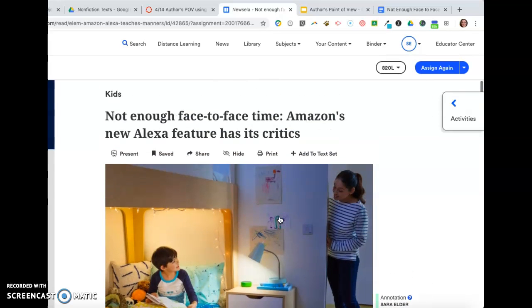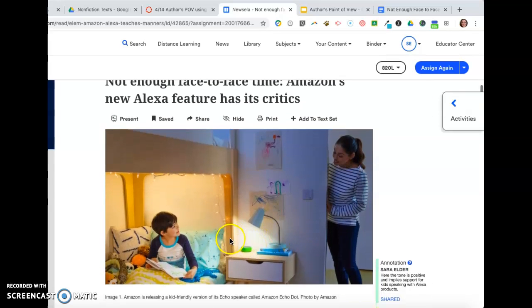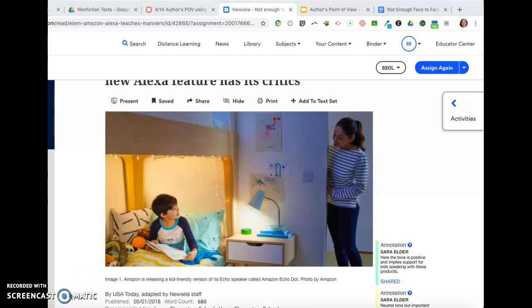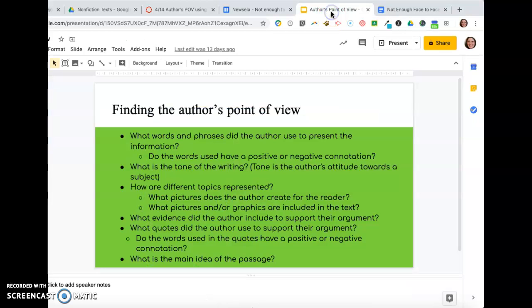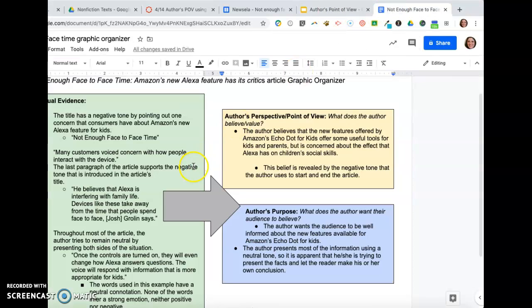So this is what you're doing on Wednesday. Actually for Tuesday, and then Wednesday and Thursday you're going to read your own article and highlight it and then answer a few questions. So to help you better visualize how I determine the author's point of view here, I completed this graphic organizer.